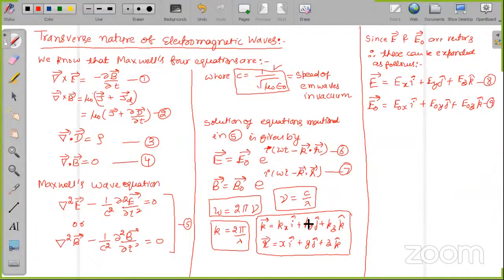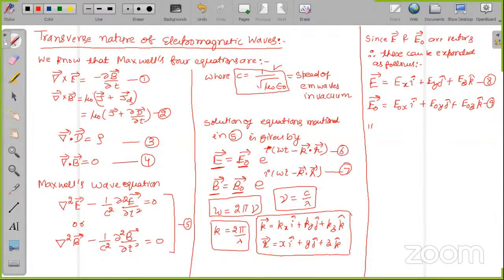What is E0? E is the value of the electric field at a time t, and E0 is the maximum value of the electric field. This is called the amplitude. This is called the instantaneous value. Similarly, this is the magnetic field amplitude, and this is the instantaneous value of the magnetic field. Any other question?